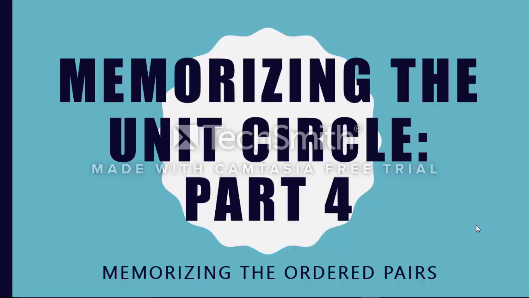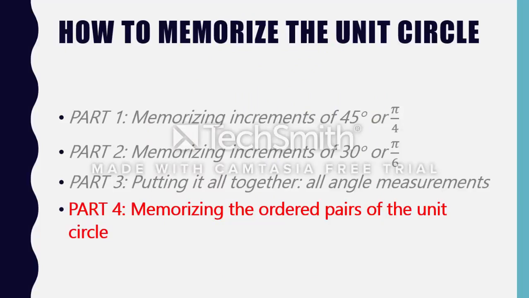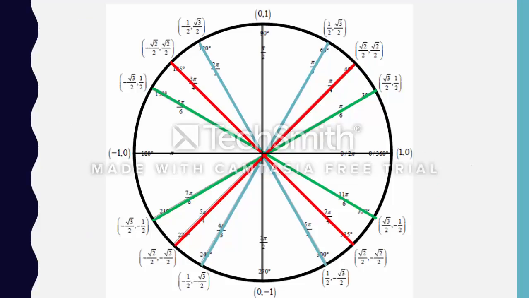This is part 4 of memorizing the unit circle. In this video, you will learn how to memorize the ordered pairs of the circle. As you can see, this is the unit circle with radian measurements and degree measurements and the ordered pairs.